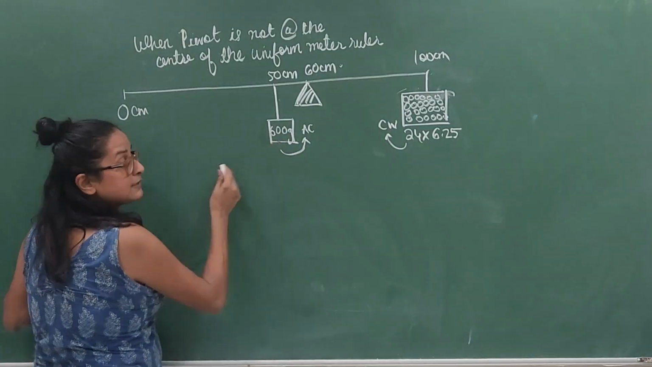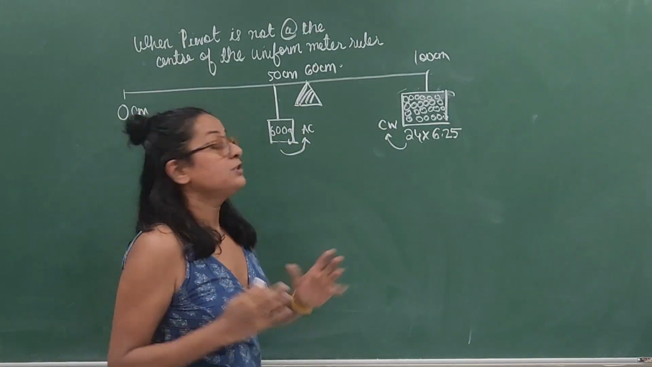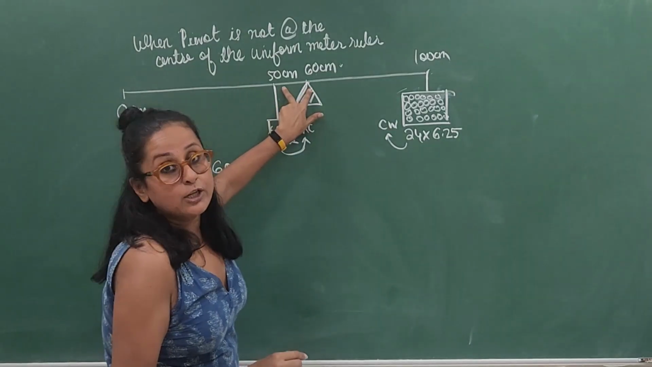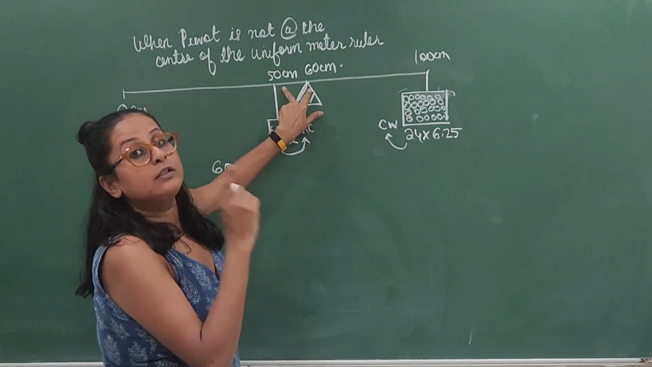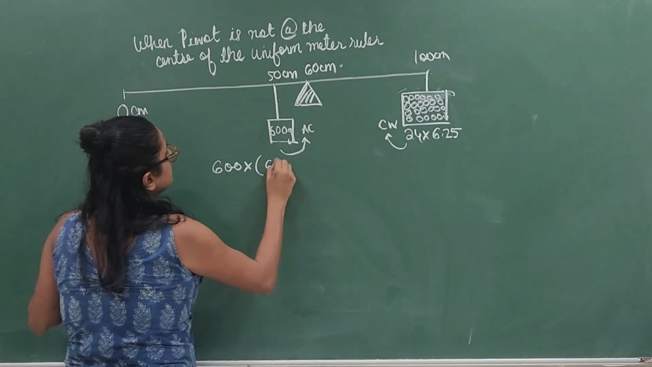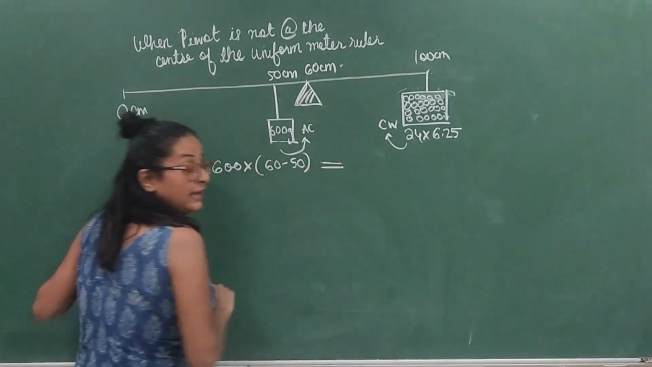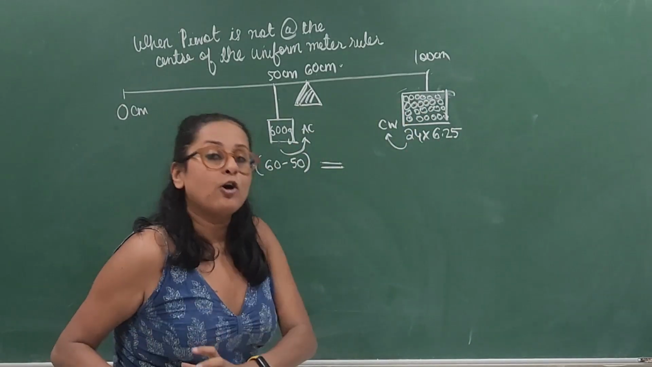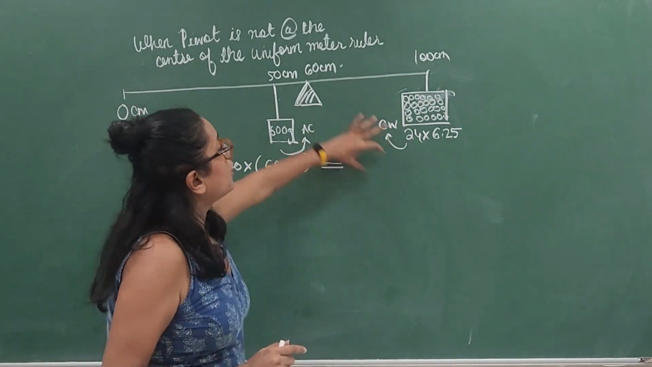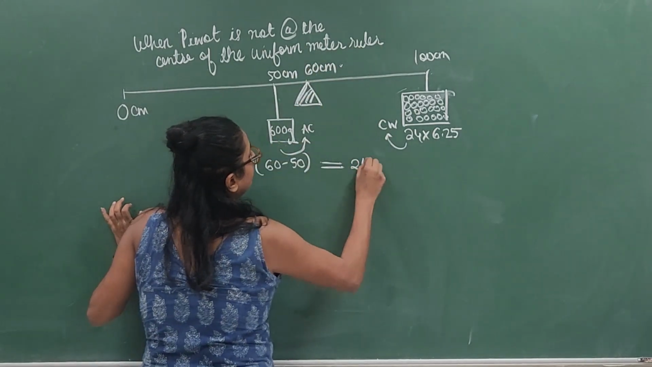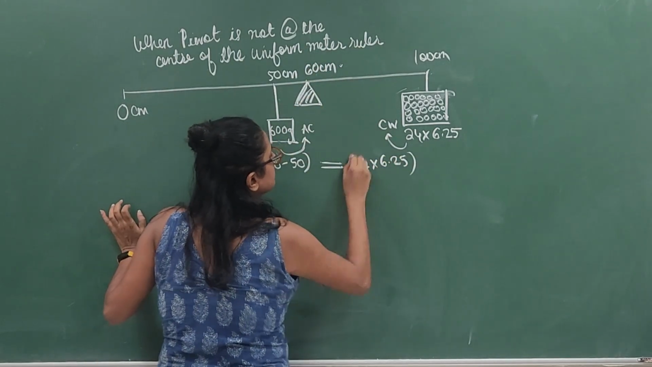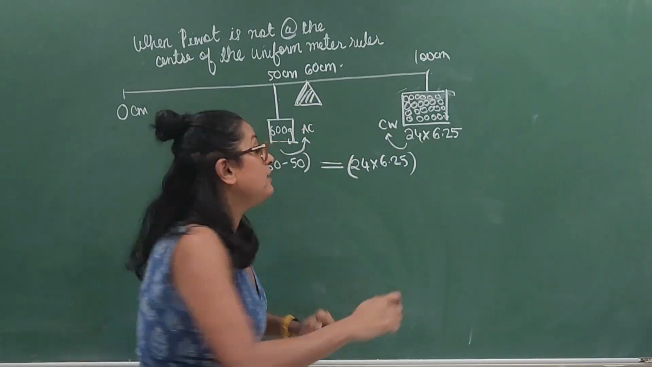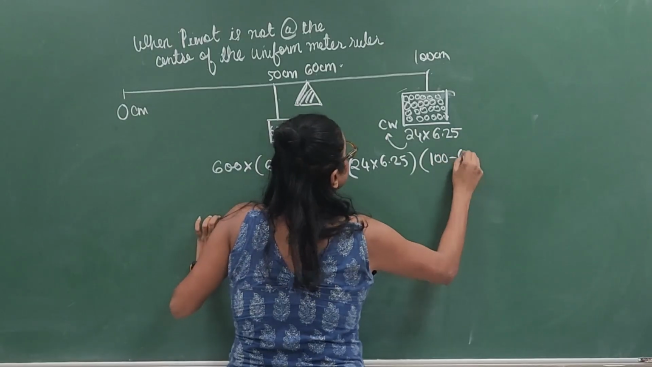What is the total mass, the total weight or the force, which is causing anti-clockwise movement? It is 600 into what is the distance? What is the shortest distance from the pivot or the fulcrum? It is 60 minus 50. This should be equal to the total weight or the total force of the setup which is causing clockwise movement. It is 24 into 6.25. This is the total weight. And what is the perpendicular distance from the pivot? It is 100 minus 60.